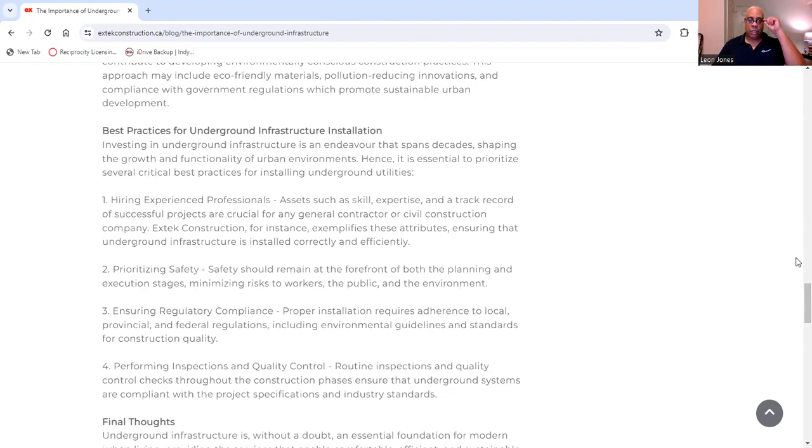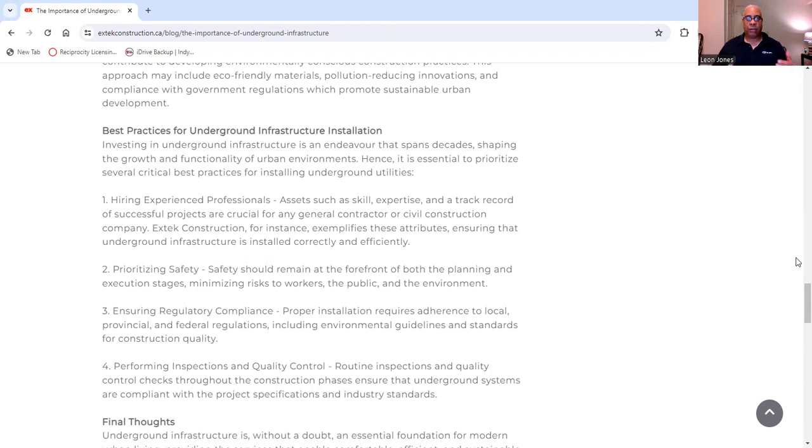Number one, when you deal with any project, you must hire experienced professionals. Why? Because assets such as skill, expertise, and a track record of successful projects are crucial for any general contractor or civil construction company.